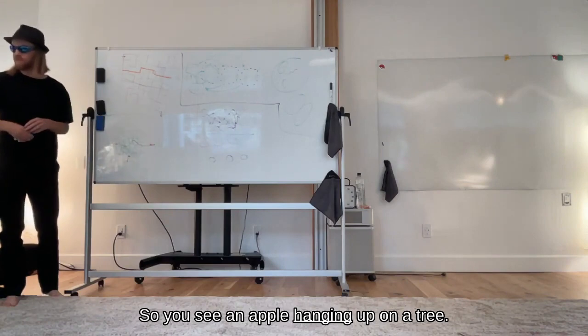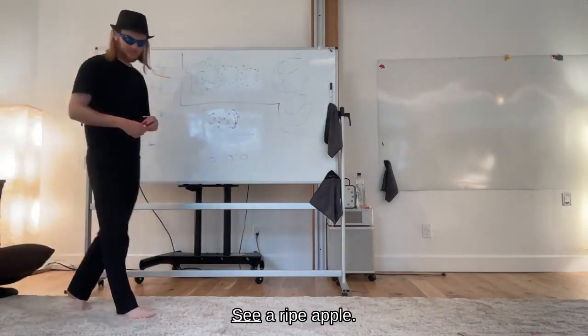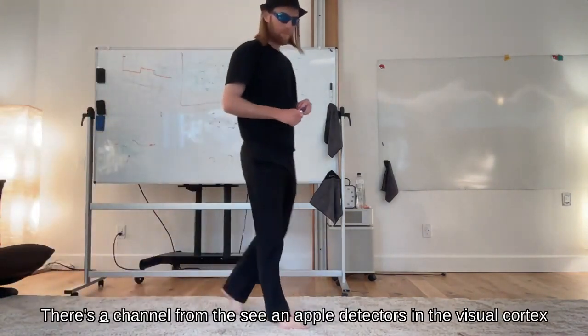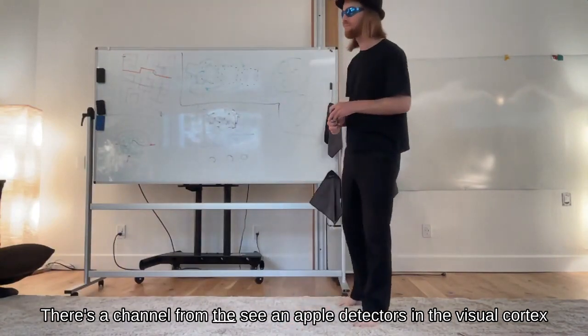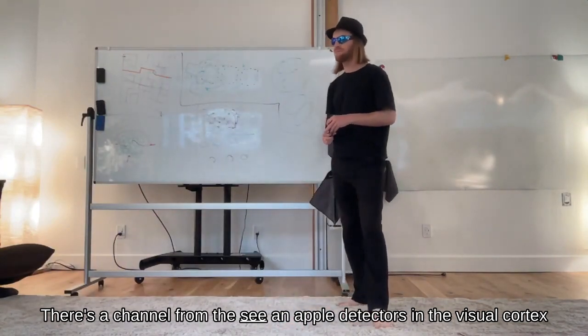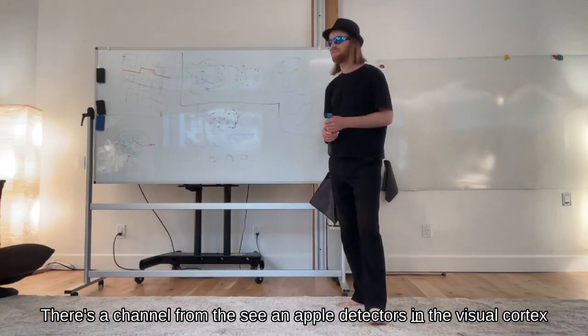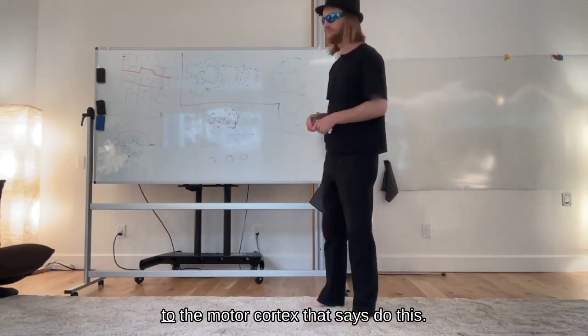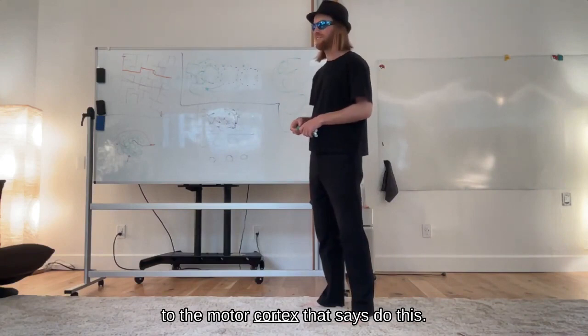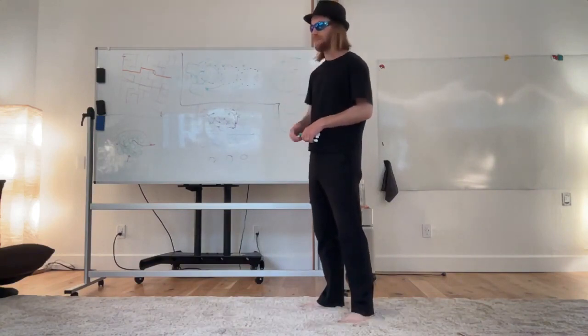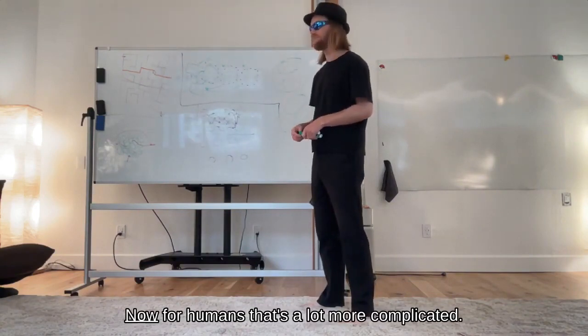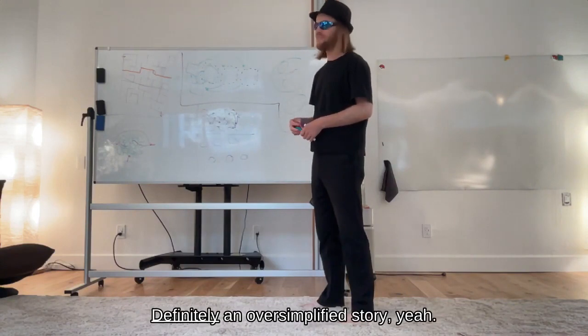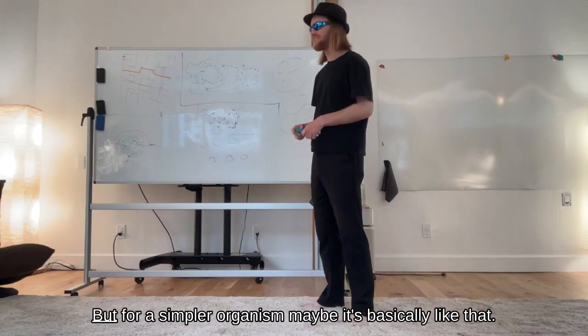So if you see an apple hanging up on a tree, see a ripe apple, there's a channel from the see-an-apple detectors in the visual cortex to the motor cortex that says do this. Now for humans that's a lot more complicated, definitely an oversimplified story. But for a simpler organism, maybe it's basically like that.